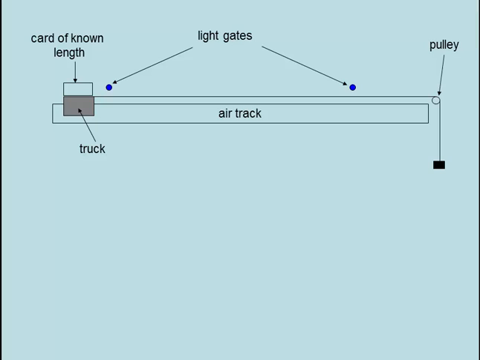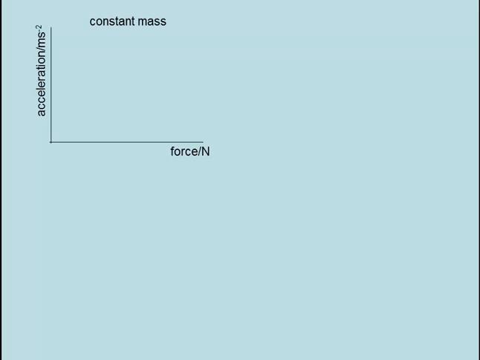First we'll keep the mass of the truck constant and increase the load on the pulley here to increase the accelerating force. If we plot a graph of the acceleration against force with the truck of a constant mass, we get a straight line through the origin. This shows us that the acceleration is directly proportional to the accelerating force.